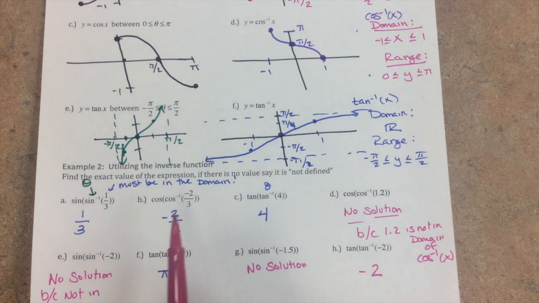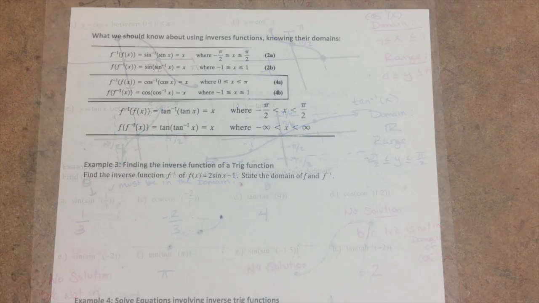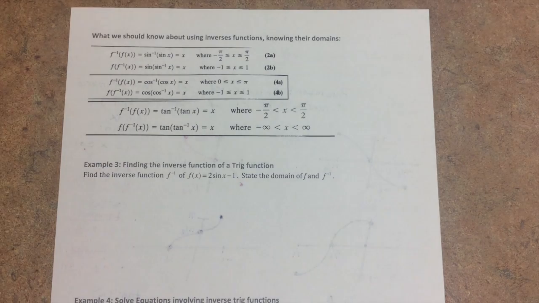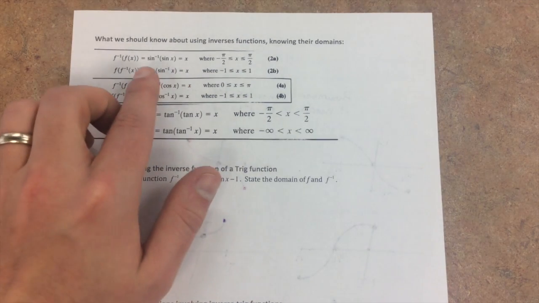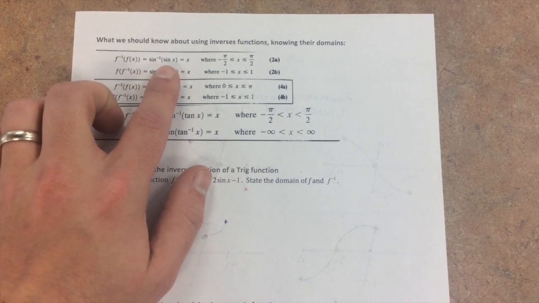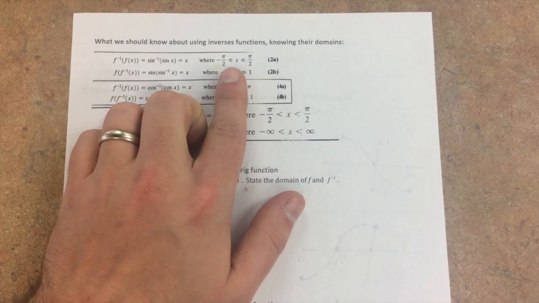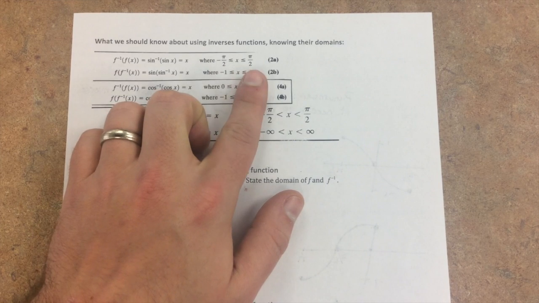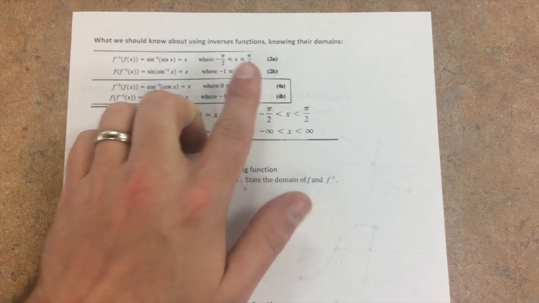And we have to make sure that whatever the cosine of that angle is falls inside our domain. All right, so let's flip it over and we'll do a couple more. So as I was saying on the front, what we should know about using these inverse functions and going back and forth: if you had the inverse sine of sine, you have to make sure that your x values are between negative pi over 2 and pi over 2.